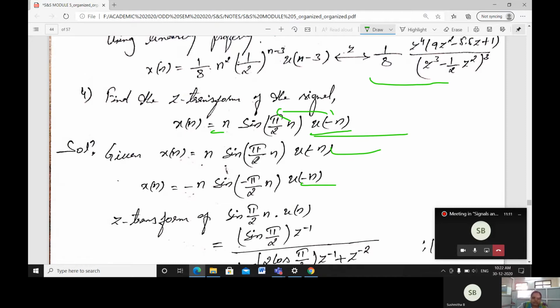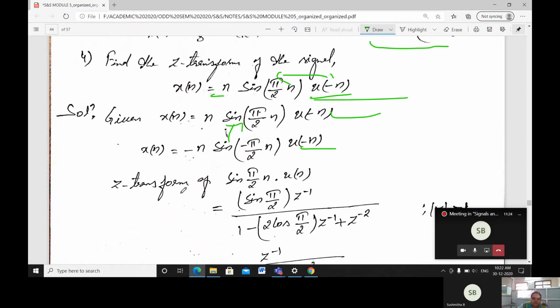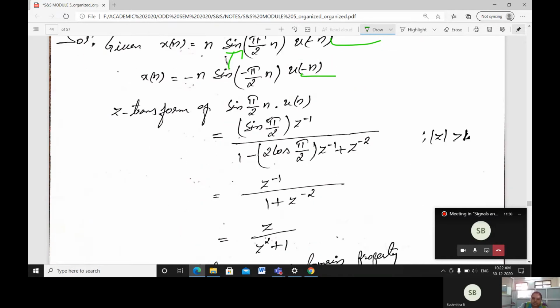Okay. Then x of minus n. Again minus of minus is going to be plus only. So minus n sine minus pi by 2 n u of minus n is nothing but the same equation. Okay. Then the z transform of sine pi by 2 n u of n is going to be sine pi by 2 z inverse divided by 1 minus 2 cos pi by 2 into z inverse plus z raised to minus 2, where mod of z is greater than 1.